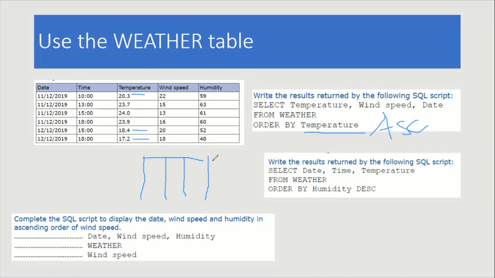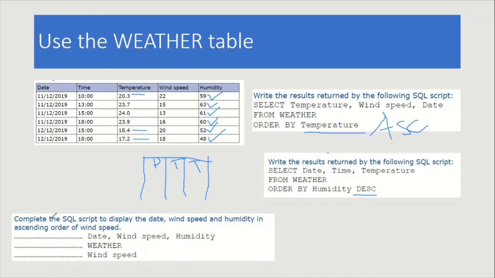Then see your results. For this case, I have the date, the time, and the temperature. I'll be ordering by descending order of humidity. So you'll be starting with the highest value of humidity at this point, which is 63, then going to 61, then 60, then 59, 52, ending up with 40. So you just copy the values of date, time, and temperature at that point.